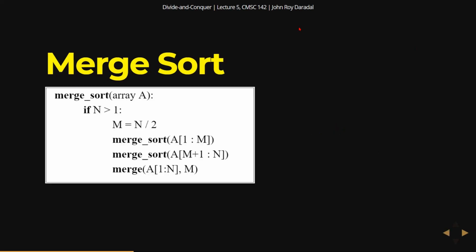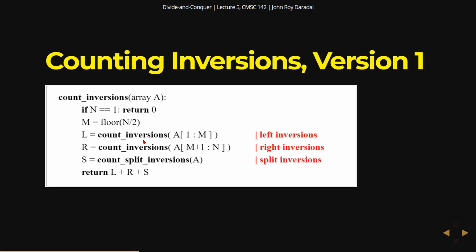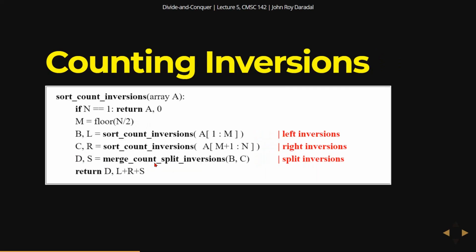Okay, so remember merge sort: you call merge sort on the left half, you call merge sort on the right half, and then you merge the solutions to get the final answer. And for count inversions, our first version had a similar structure, right? Count inversions on the left half, count inversions on the right half, and then count the split inversions. So what we'll do is we'll combine these two and we'll get something like this. This will be our algorithm for counting inversions.